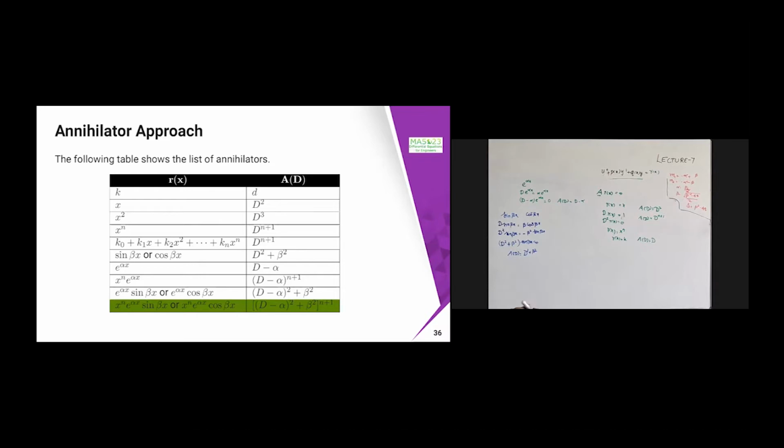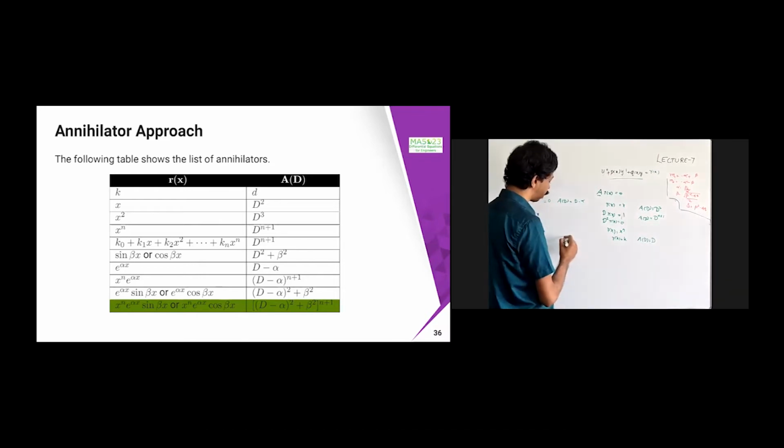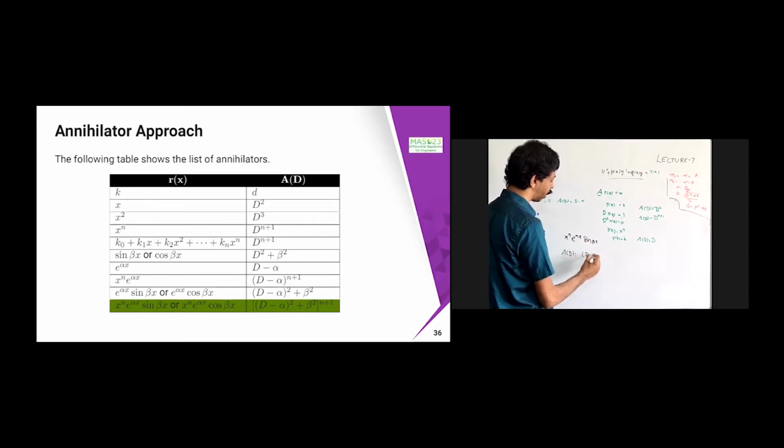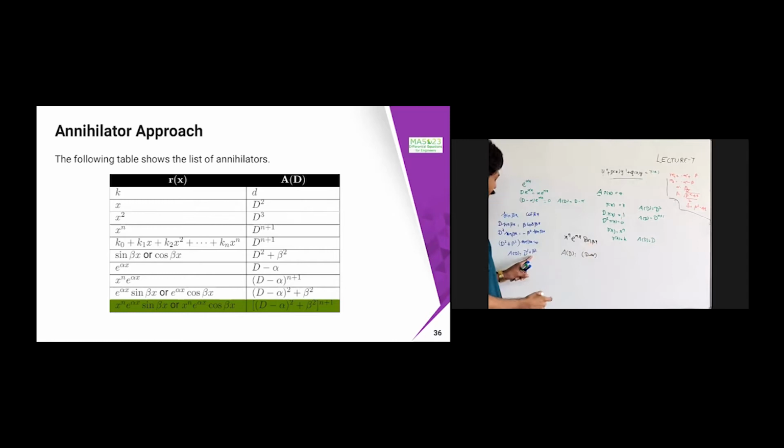Now, if you want to see the combination of all these things, for example, if I have x power n e power alpha x sin beta x, in that case, what is your A of D going to be? For e power alpha x, this is going to become D minus alpha. That is over here. And then I am going to operate on the sin beta x.